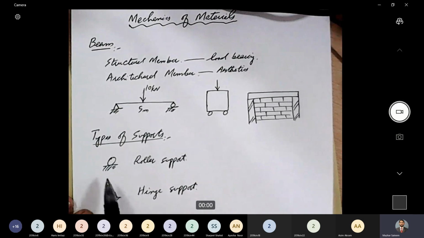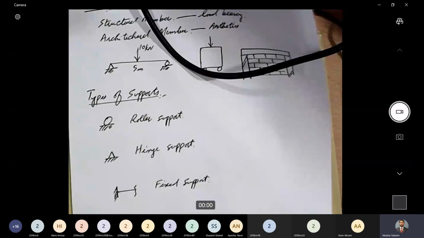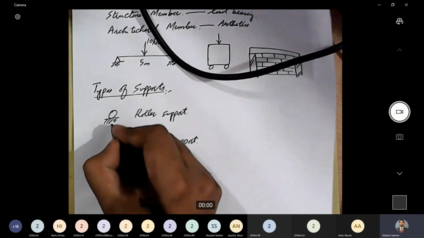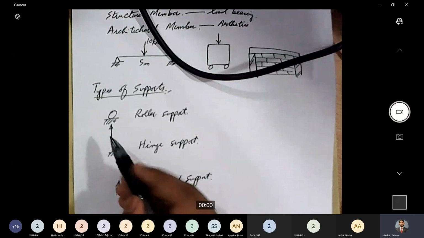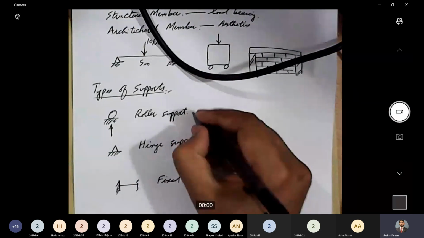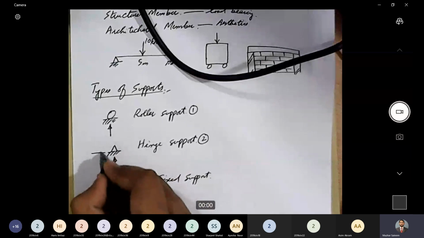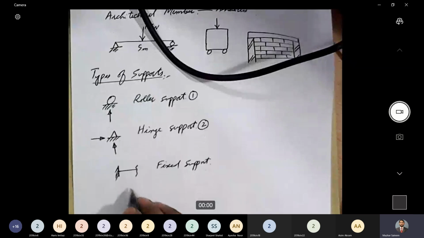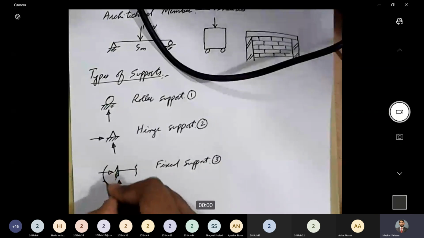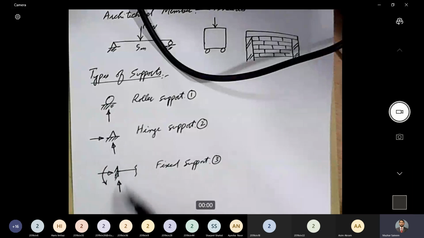Now, what is roller support? Roller support has the capacity to generate one reaction only. Roller support can generate only one reaction, and that reaction is normal to the supporting surface. This is the supporting surface, and the reaction generated in case of a roller support is normal to the supporting surface. Whereas hinge support can generate two reactions, perpendicular to the supporting surface and parallel to the supporting surface. And fixed support can generate three reactions: parallel to the supporting surface, perpendicular to the supporting surface, and resisting movement. Roller support, one reaction. Hinge support, two reactions. And fixed support, three reactions.